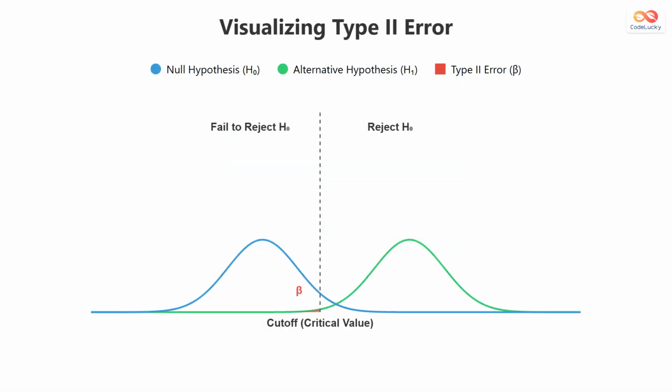Let's visualize this with distribution curves. Here, the blue curve represents the null hypothesis, and the green curve represents the alternative hypothesis. The vertical line is our cutoff for making a decision. Notice the shaded red area. This area falls under the green curve, meaning the effect exists, but it is to the left of our cutoff, so we don't reject the null. That shaded area is beta.